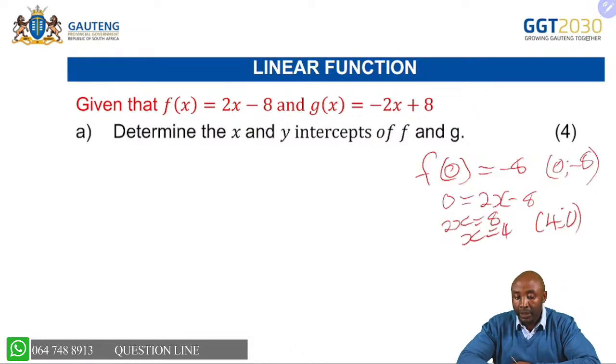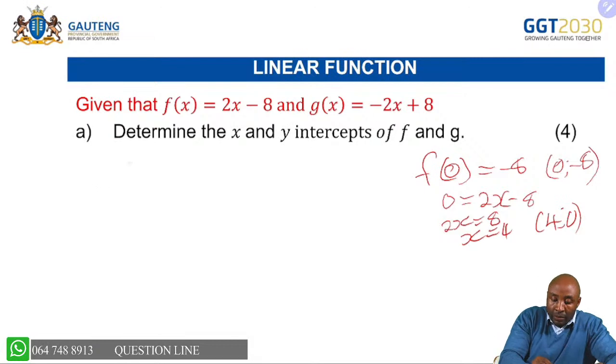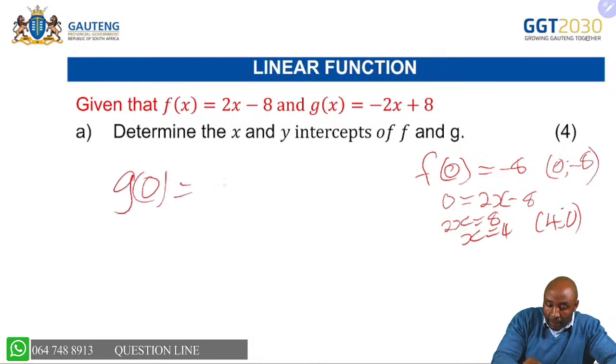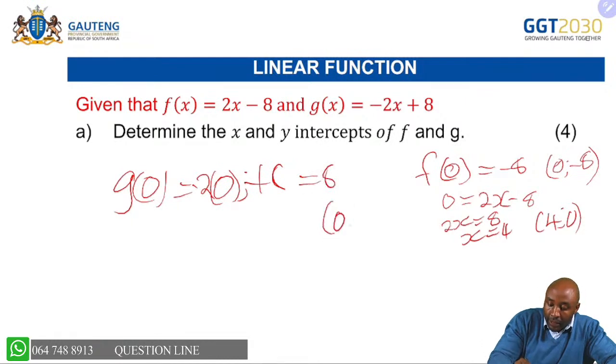Yes, I calculated the x and y-intercepts of f of x. For g of x, we are going to do the same thing. G of 0 means we put -2 times 0 plus 8, and this will give us 8, meaning our y-intercept will be (0, 8).